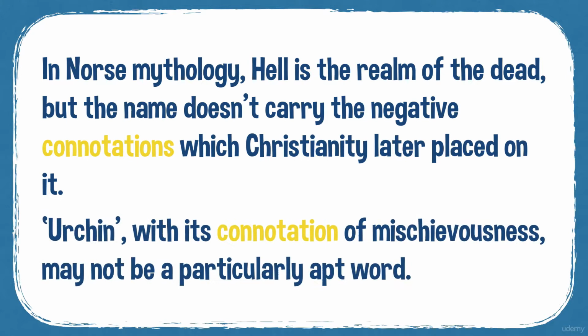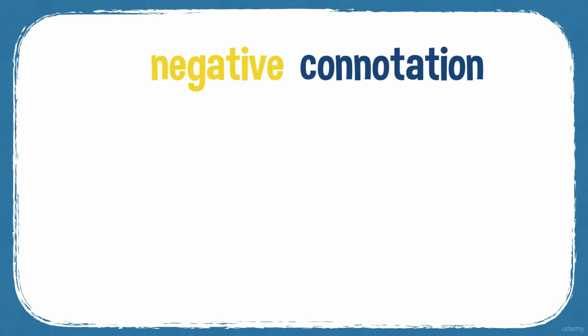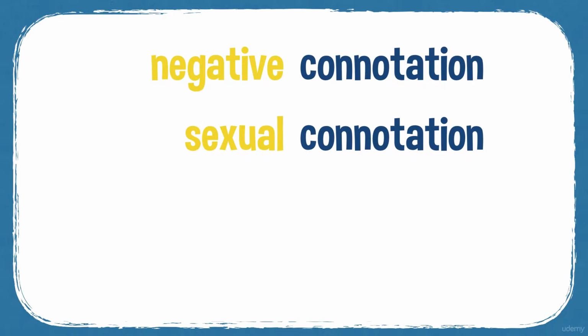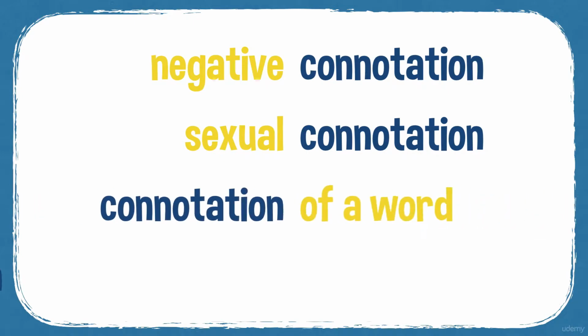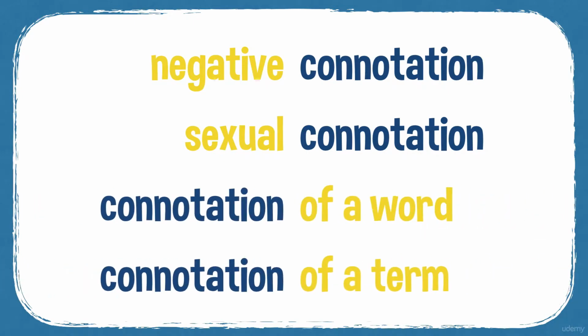Urchin, with its connotation of mischievousness, may not be a particularly apt word. So the word urchin usually means a kind of homeless child, especially a boy, who maybe steals things. So it has a connotation of mischievousness. The words suggest something. They have a deeper meaning. You can have a negative connotation of a word. Sexual connotation. So connotation of a word, connotation of a term.